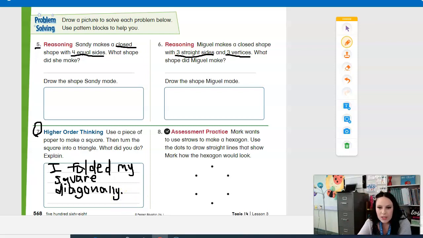So our last question says, Mark wants to use straws to make a hexagon. Use the dots to draw straight lines that show Mark how the hexagon would look. So if you remember, a hexagon is a shape that has 6 sides and 6 vertices. So it wants you to connect these dots to make a hexagon. Go ahead and try with your pencil.